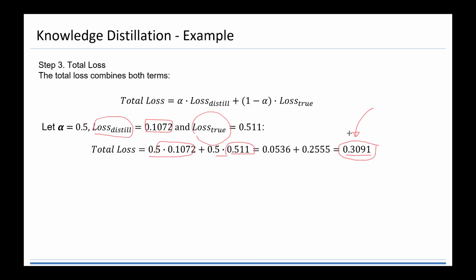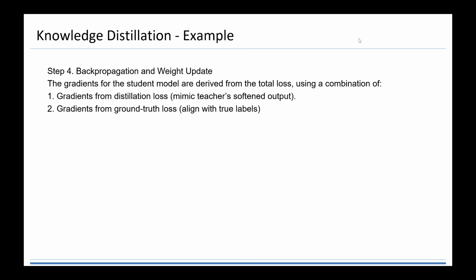We don't know. After we have this loss, you need to update the weight again. If you update the weight, you get the new student network and then check the loss again. The goal is to get the minimum loss. If the total loss is minimum, then you can use that model for your application. The next step is to do the back propagation and the weight update, which means updating the teacher network and then the student network.